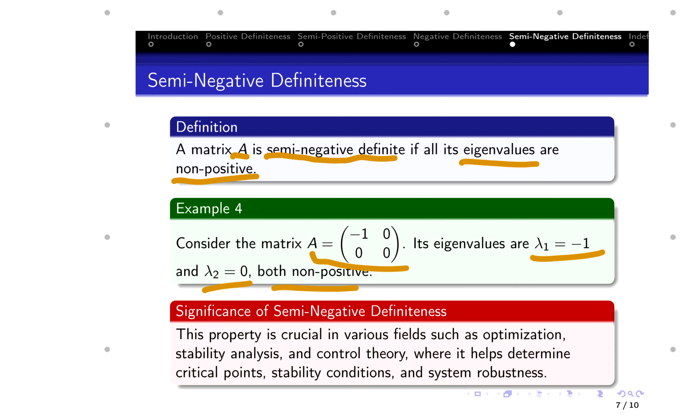Non-positive. So zero is not positive. It's not negative, but the key is that it is non-positive. So once zero is included, that's where the idea of semi comes into it. Okay, so significance of semi-negative definiteness, right?